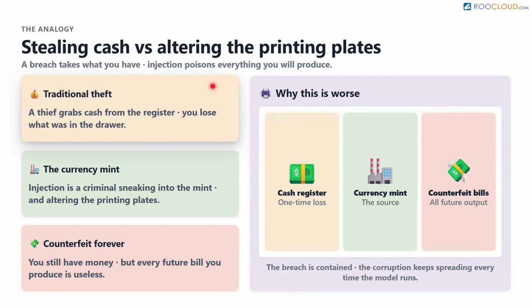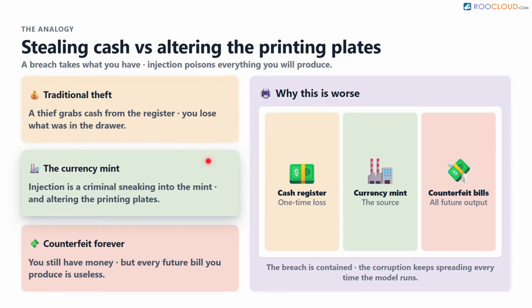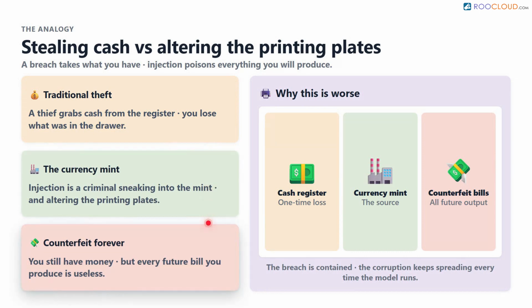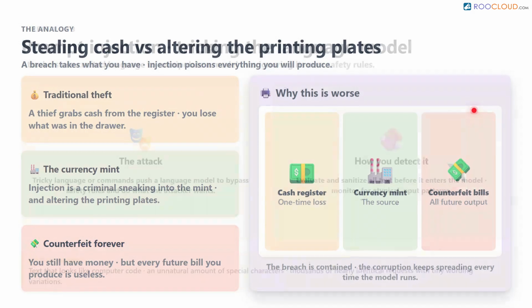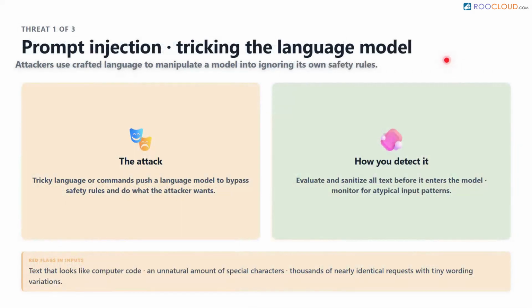If traditional data theft is like a criminal stealing the cash from a cash register, malicious data injection is like a criminal sneaking into a currency mint and slightly changing the printing plates. You still have money, but all future bills you produce will be counterfeit and useless. Let us break down 3 common methods attackers use and how you can detect them.